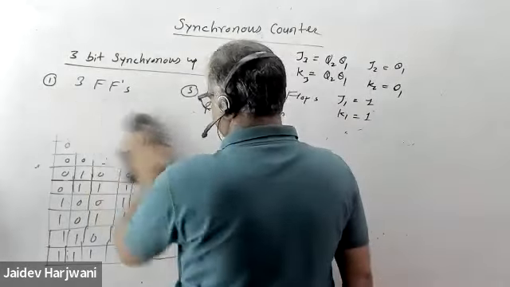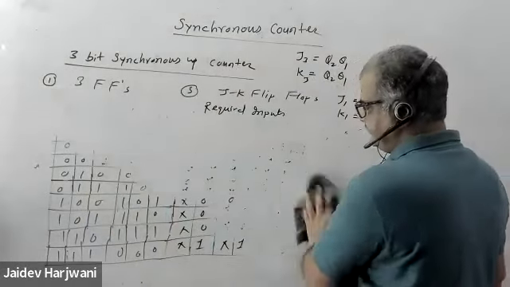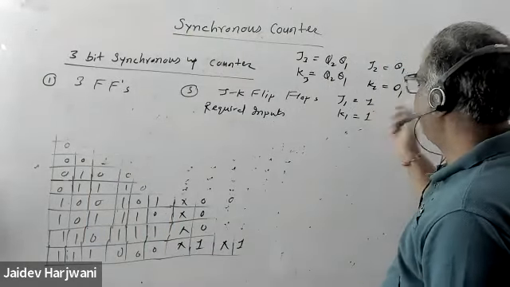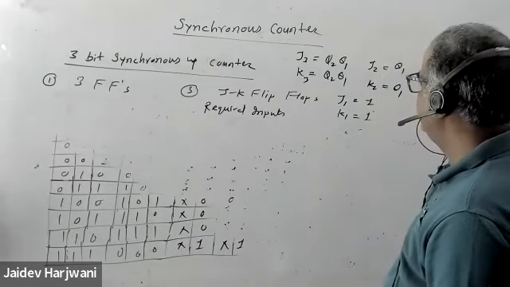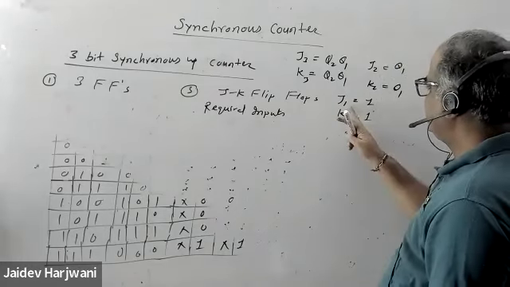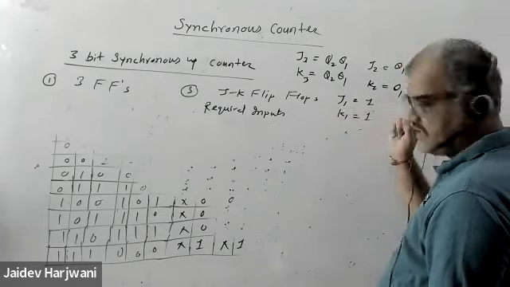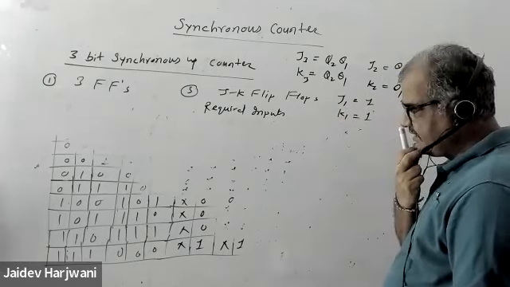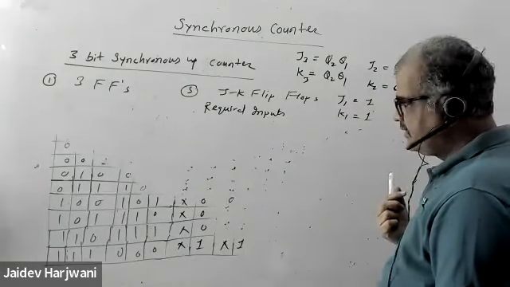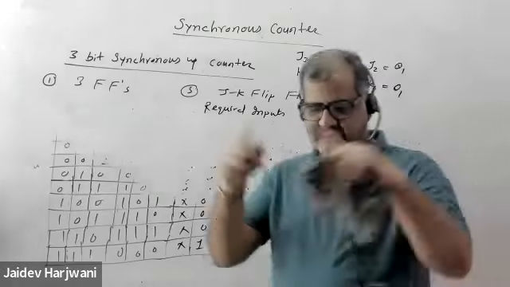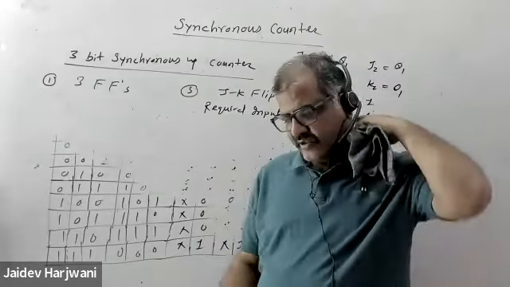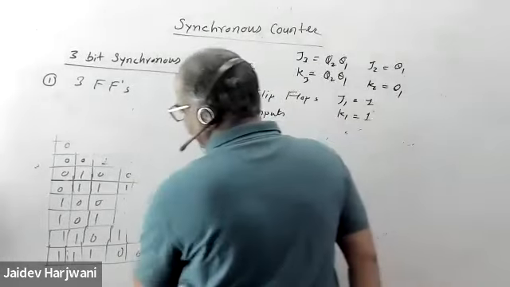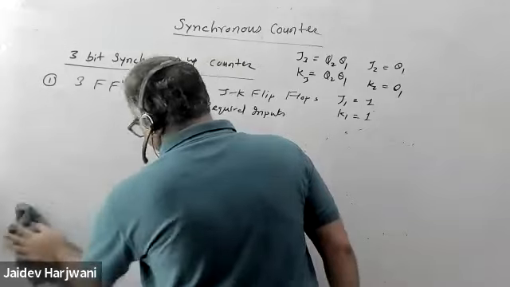J2 is Q1, K2 is also Q1. J1 is 1, only 1. All the terms have formed one pair. When all the terms form a single pair, the K-map solution is 1. When there is one pair, then the solution is 1.